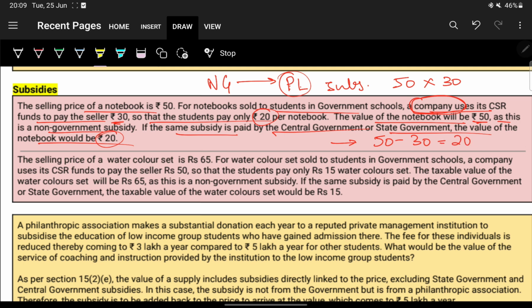Okay, next, the selling price of a watercolor set is 65 rupees. For the watercolor set sold to students in government schools, a company uses its CSR funds to pay the seller 50 rupees. Again, when we're talking about a company, immediately we have to think it is non-government and it is price linked. So the students pay only 15 rupees. The taxable value will obviously be 65, because we are not going to reduce any non-government price linked subsidy.